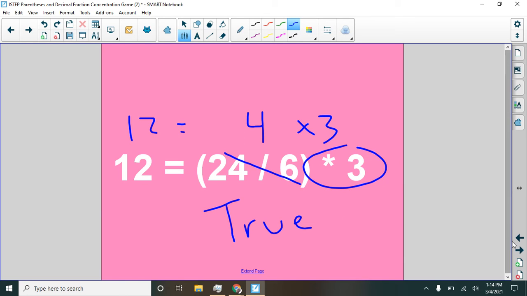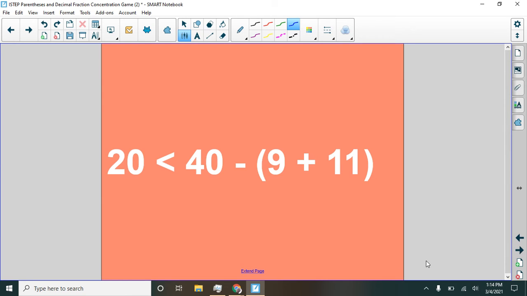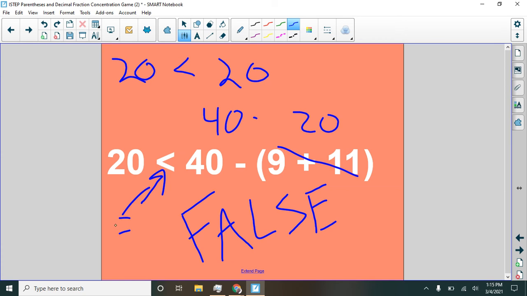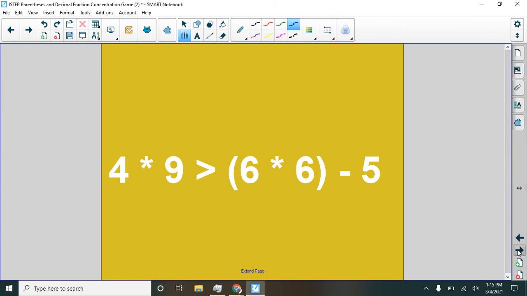All right, grab your notebook or dry erase board, and I'd like for you to solve this one. Okay, let's see how you did. This would be 20. 40 minus 20. Well, that would equal 20. So this would say 20 is less than 20. Nope. False. 20, it would be equal to 20. If this was an equal sign, it would have been true, but it's not. So it's false. And here's your other one to try, and then we'll check.